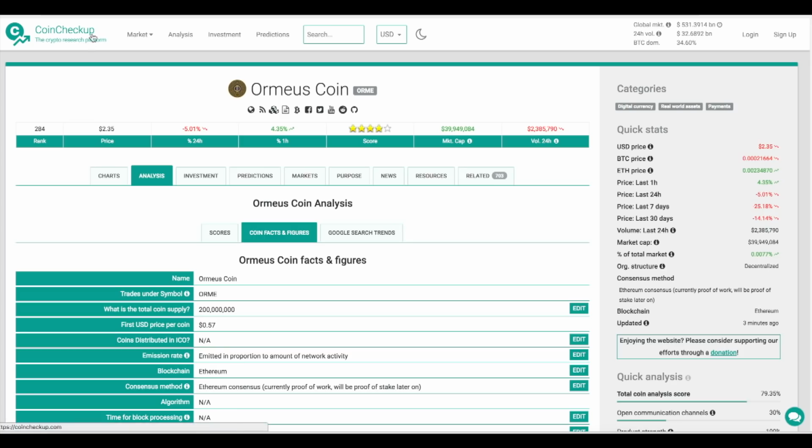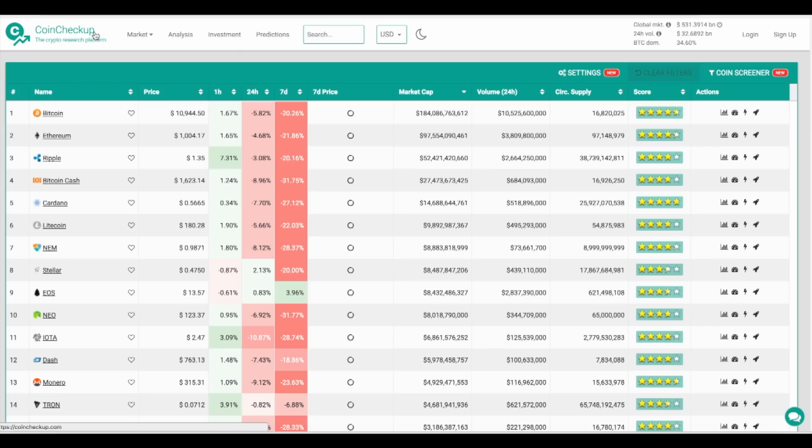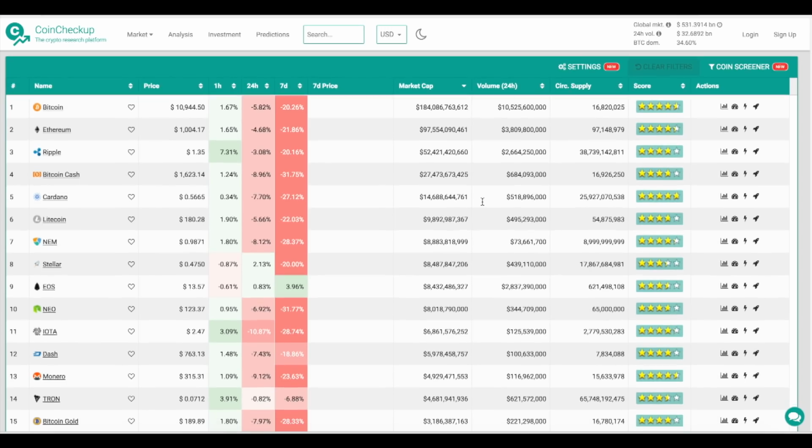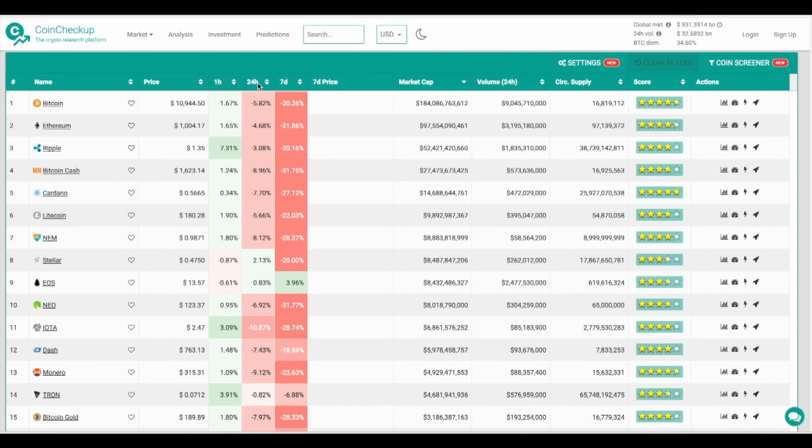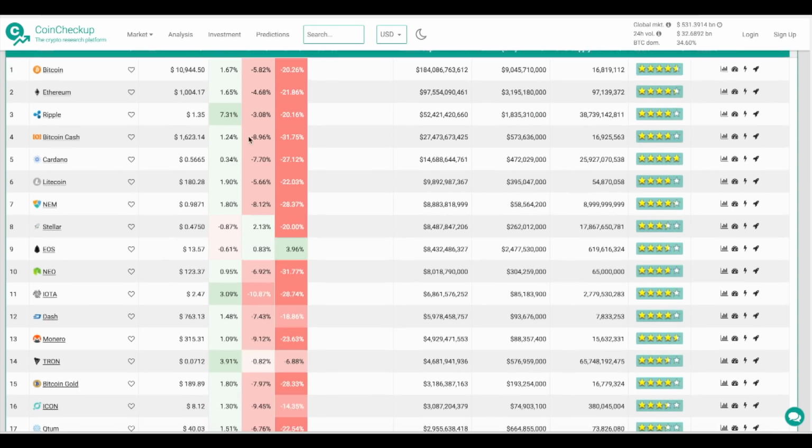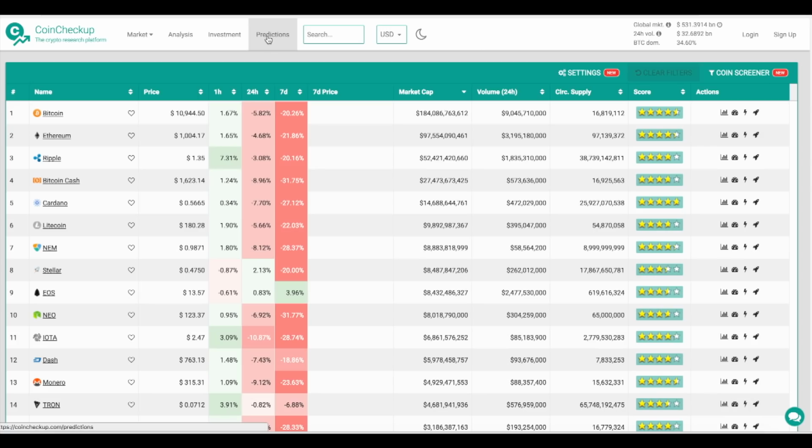Because it's more in depth and it's new to me, it's going to take me a while to understand exactly what I'm looking at. But I like this scoring factor. Okay, let's see what else. I mean, they got the 7-day, the 24-hour, the hourly. You got the price. There was also some prediction stuff here.